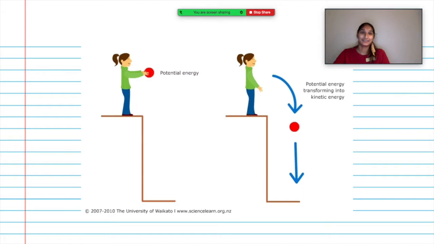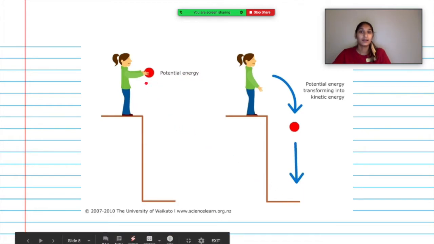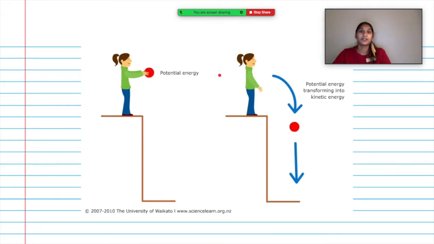Let's look at another example. So, when this girl is holding the ball right here, it has potential energy. But when she drops it, it has kinetic energy right here, right? So, another thing that's important for us to remember is that in any moment of time, an object will always have some amount or kind of energy, either kinetic or potential.